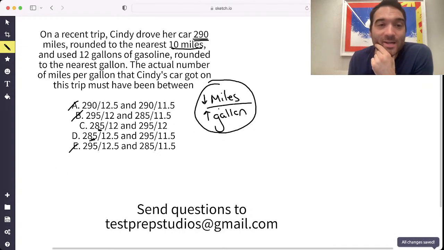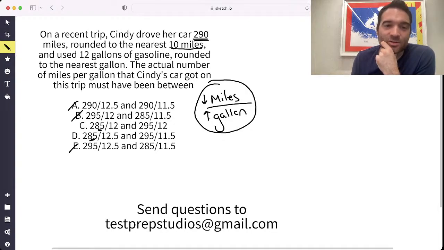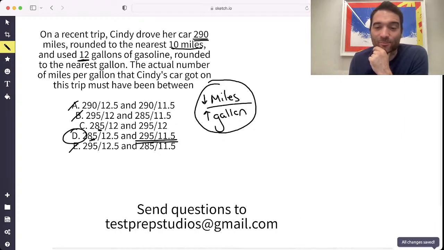And what's the greatest number of gallons of gasoline that she could have used? Well, it would be 12.49, right? So we're talking strictly between here, meaning that since it's rounded to the nearest gallon, rounded to 12, we're looking at 12.5. So right there, there's our answer. We don't even need to look at the maximum value. That gets it for us right there.